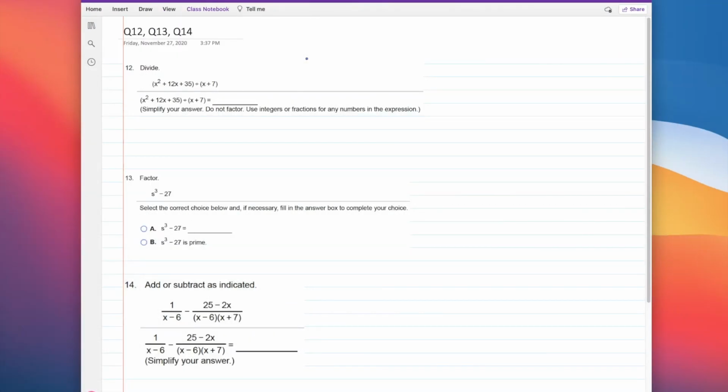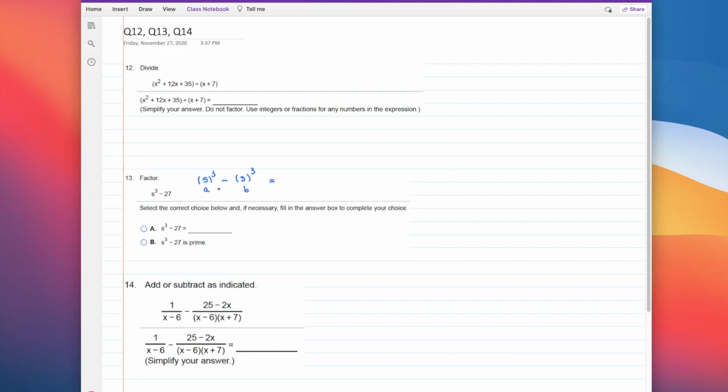Questions 12, 13, and 14 assess one topic still on Module 2 and start Module 3. In Module 2, we saw factoring of polynomials, and one of them was the difference of perfect cubes. I rewrite S cubed as S to the third power, and 27 is 3 to the third power. So this is my A and this is my B.